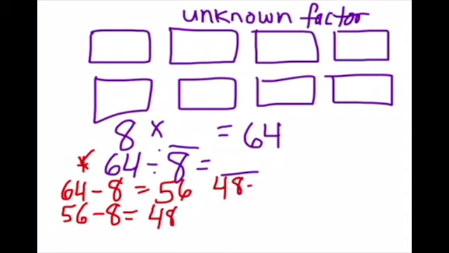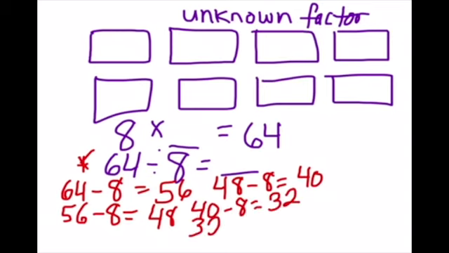And then 48 minus 8. Oh, we know that that gets us to a 10. So that's 40. 40 minus 8 is 32. 32 minus 8. Oh, we might have to subtract and think of 10 again. 32 minus 10 is 22. Plus 2 more is 24.